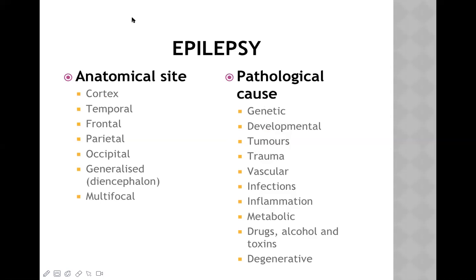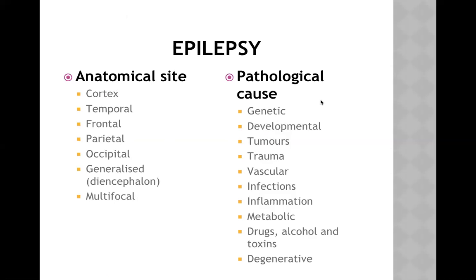Now, epilepsy may arise from some anatomical site inside the brain. That site may be the cortex, maybe the temporal lobe, maybe the frontal lobe, or the parietal lobe, or the occipital lobe. These are all parts of the cerebral cortex. Apart from that, it may originate from the diencephalon, which results in a generalized type of seizure, or it may be multifocal, here and there. So these are regarding the anatomical site of epilepsy.